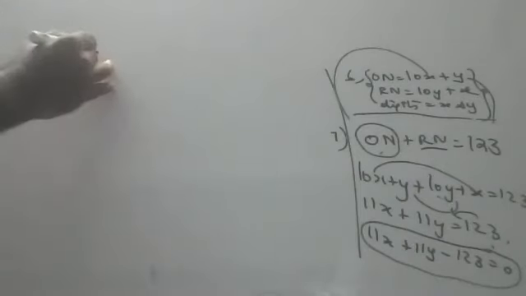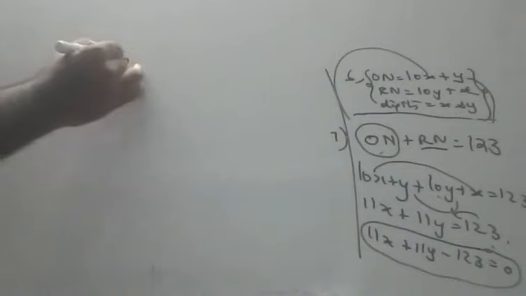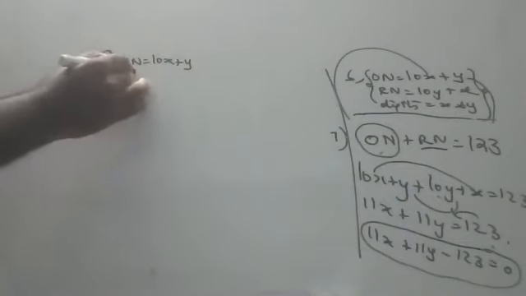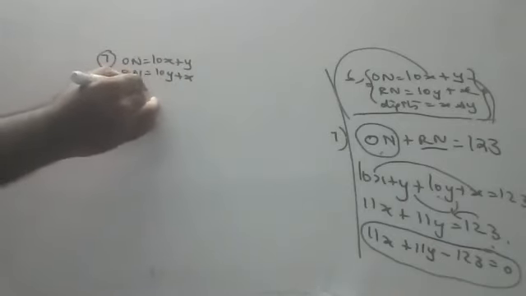Yeah, children. Coming to seventh sum. Please see here all of the seventh sum. The number is 27 more than the reverse number. Same procedure. Original number, we will take 10x plus y. Reverse number, we will take 10y plus x. And we will take the digits as x and y.